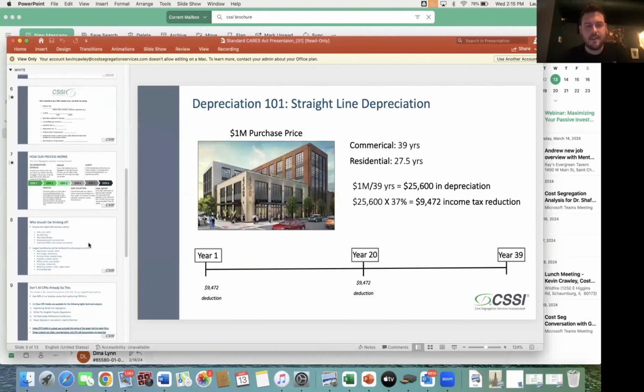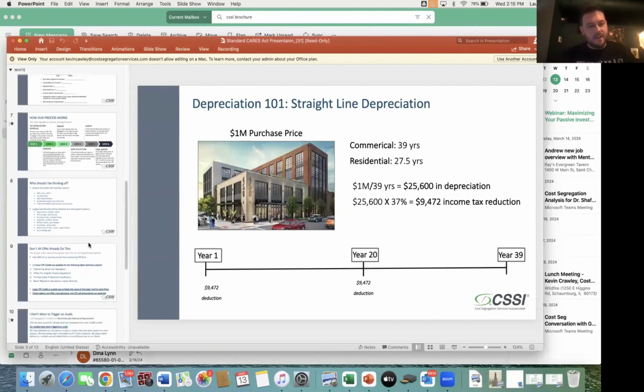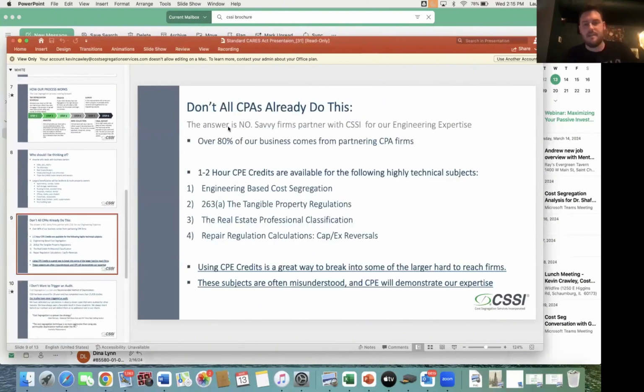Yes, so we get that often. My firm, and I think I have a slide on this here. Don't all CPAs already do this? Yes. So the answer is they may do certain parts and pieces of this. We're literally taking a building apart on paper. They don't have the time to do it.